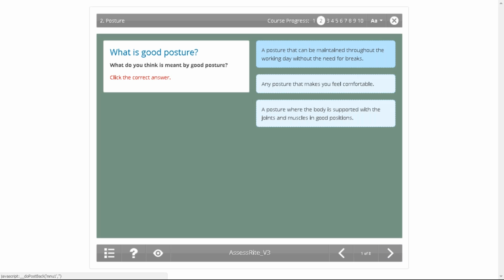So first off, let's go posture. What do you think is meant by good posture? Is it a posture that can be maintained throughout the working day without the need for breaks? Or is it any posture that makes you feel comfortable? Or is it a posture where the body is supported with the joints and the muscles in good position? Well, it's certainly not number one, because one of the fundamentals for Posturite is that breaks and movement and change of role are key. They are important. Being comfortable does not necessarily mean that you are in a good posture. So I'm going to go for number 3 by process of elimination, Ellie.